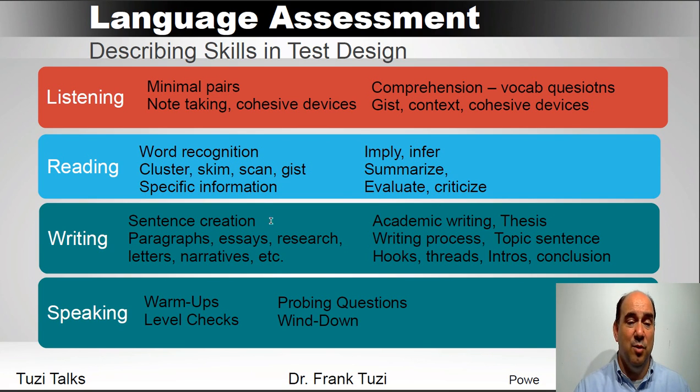Writing assessment, you can do things like sentence creation, the development of paragraphs or essays or research paper. You can go through the modes. You can do letter writing, writing a narrative essay, a story, writing an academic paper, writing a thesis, the writing process, topic sentences, hooks, threads, intros, conclusions, all elements that can be the foundation for assessment items, depending on where your students are, depending on their levels.